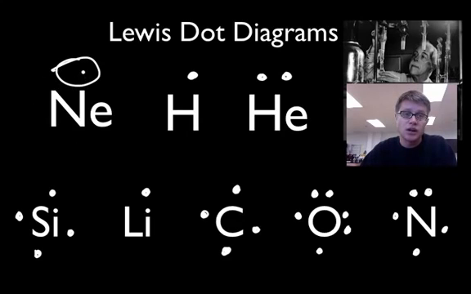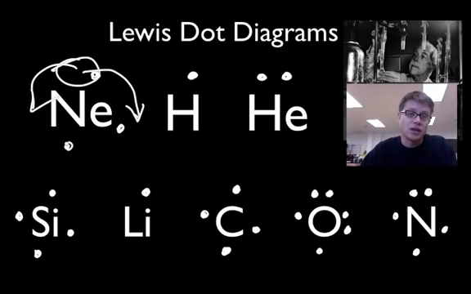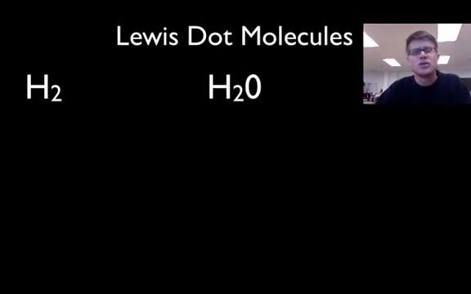Doesn't matter. But once you start, you're either going to go clockwise or counterclockwise, and you're always going to fill in one valence electron at a time until you come back again. And then you're going to fill those other ones in. So that's how you do atoms, and that's pretty easy. Let's start doing molecules, though.